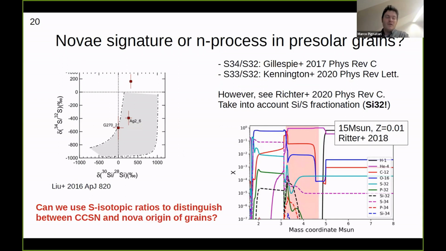This is relevant for novae because in the past years there were a lot of experiments in the sulfur region, sulfur-34 (p,gamma), chlorine-34 (p,gamma), with the idea that the sulfur isotopic ratios can be used to disentangle whether some grains are coming from novae or from core-collapse supernovae. However, this problem of the silicon to sulfur fractionation, this production of silicon-32, makes it really problematic. So you cannot just use sulfur alone to say if a grain is coming from core-collapse supernovae or novae.